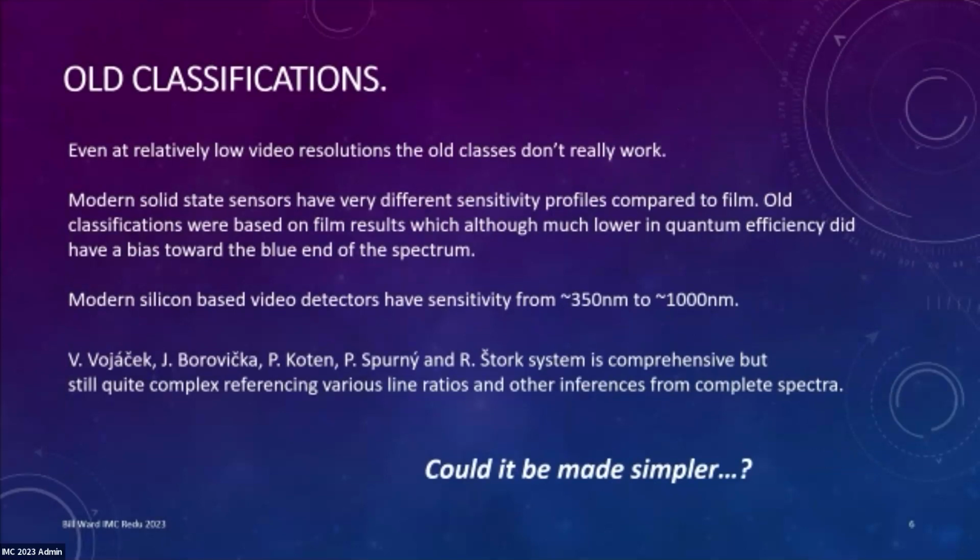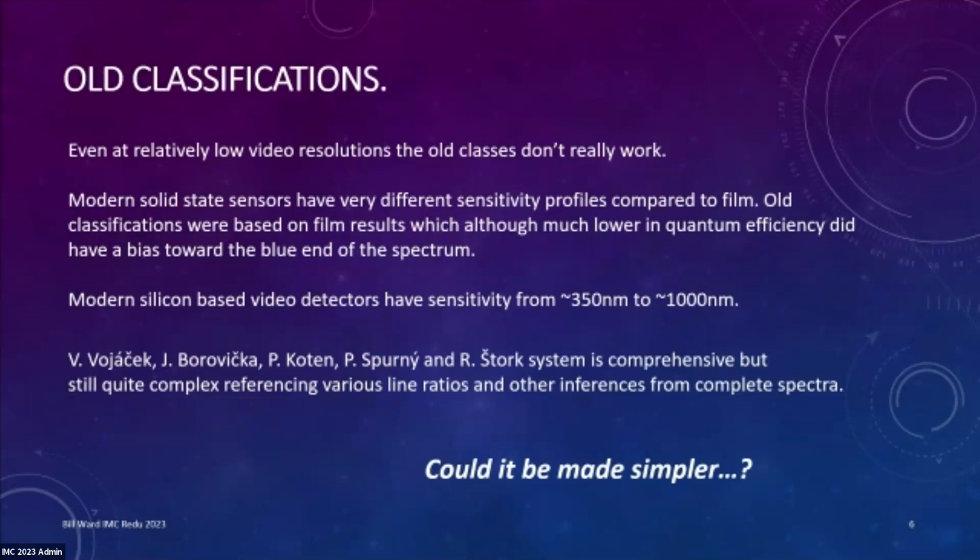The old classifications don't work, even if you want to look at this straightforward and simple method, which I think is more appropriate to a lot of amateur activity. And also, we're now using mostly silicon detectors, and because of the band gap of the silicon and the physics involved there, the sensitivity bias is different from the older days of the film. So the sort of data set is different anyway. So could it be made simpler?